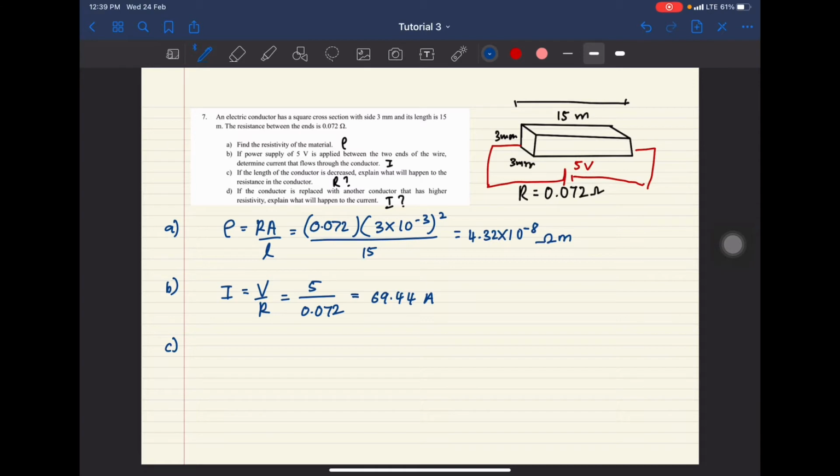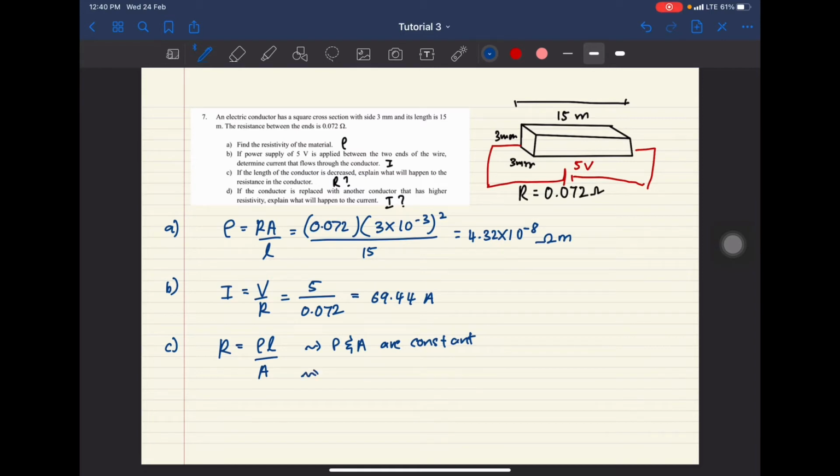Question number C, if the length of the conductor is decreased, explain what will happen to the resistance in the conductor. So I can use the equation that I used in A. I can rearrange that one in terms of R. So R equals to rho L over A, assuming that rho and A are constant.